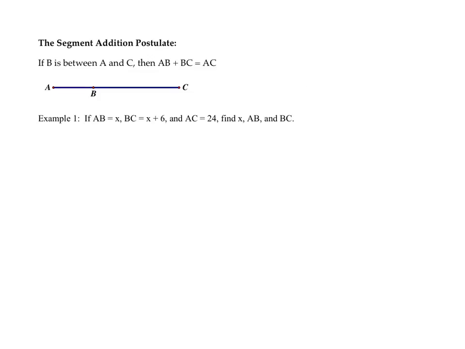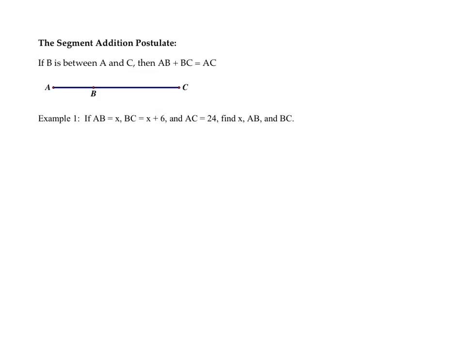In geometry, we have our undefined terms. We also will be studying definitions, postulates, corollaries, and theorems. Our first postulate is called the segment addition postulate. And it says, if B is between A and C, then the length of line segment AB plus the length of line segment BC is equal to the whole entire segment AC.